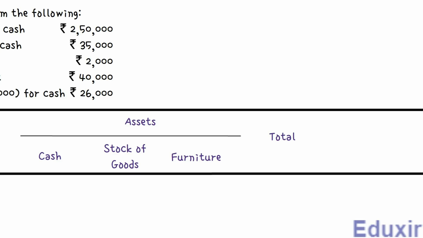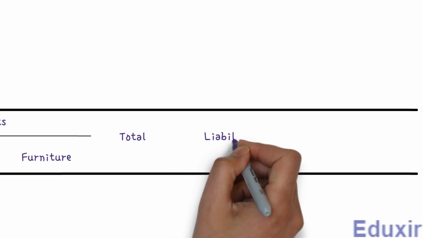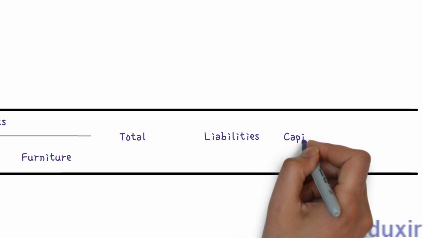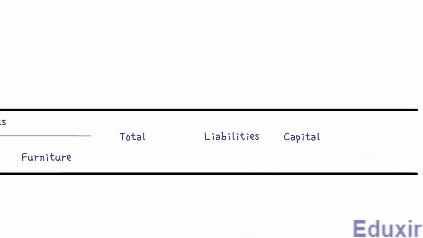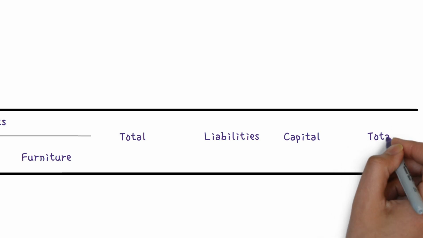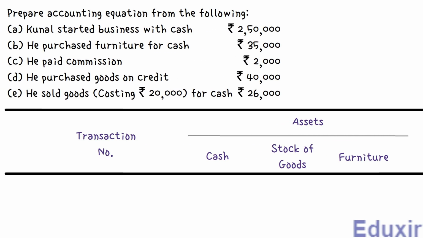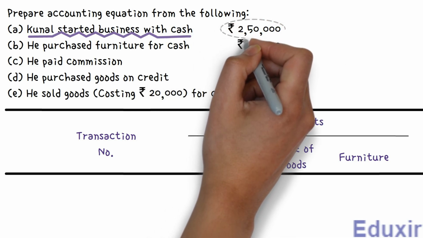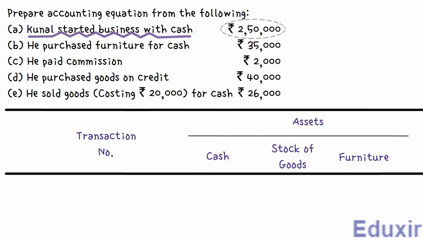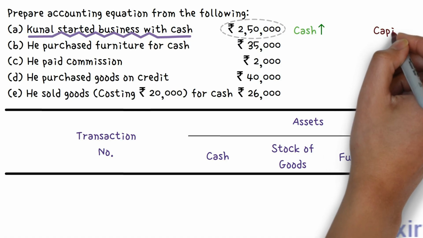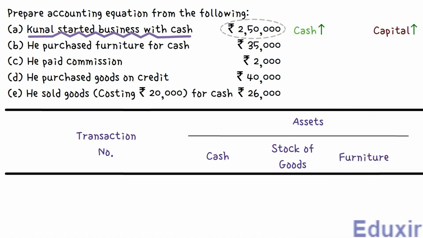On the right hand side, let us have the column for liabilities as well as capital. Let us have one more column wherein we can write the total of these liabilities and capital. Now the total on the left hand side columns should be equal to the total on the right hand side columns. In the first transaction, it is given that Kunal started business with cash 2,50,000 rupees. When the business is started, the cash available with the business will be increasing. At the same time, as the business owner is investing this cash into the business, his capital in the business will also increase. With this analysis at our disposal, let's record this information in the accounting equation table.